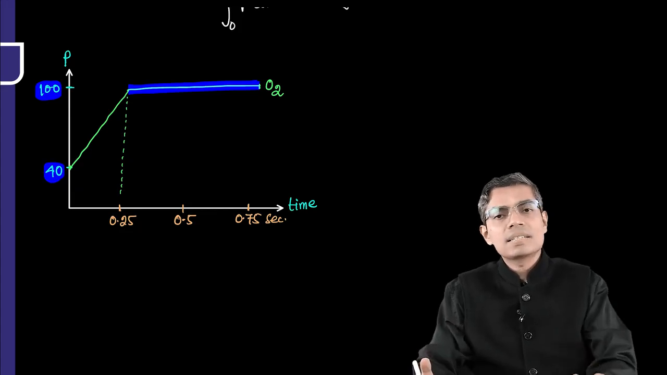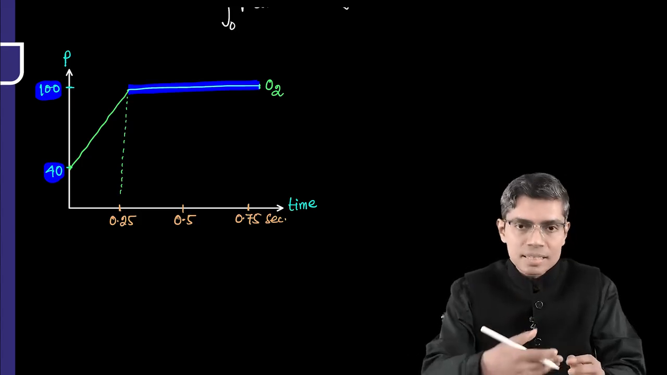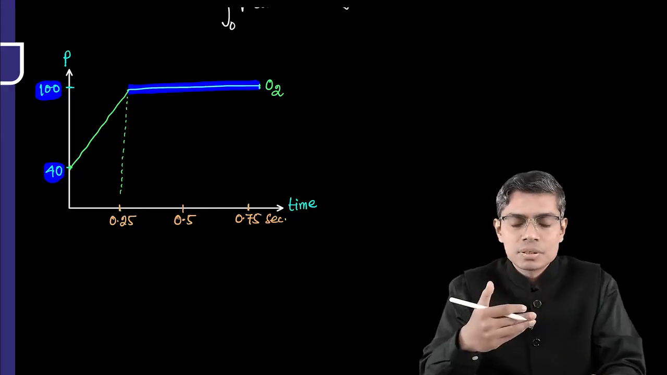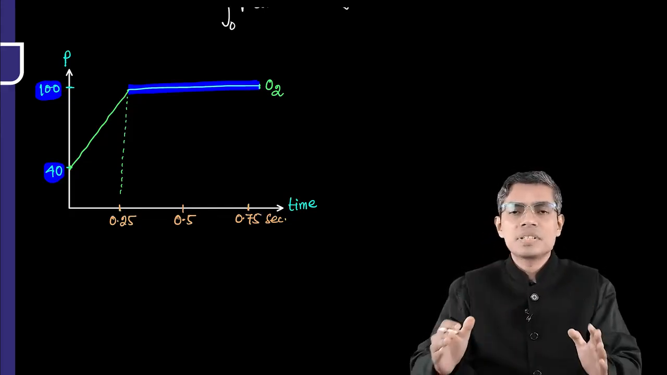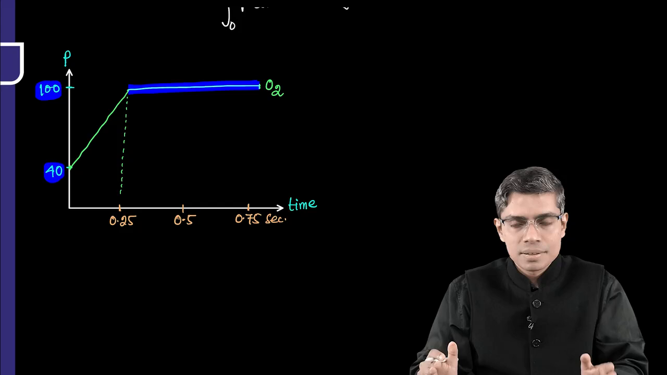Why am I talking about an inert gas? Because if the gas is reacting with the hemoglobin, then that is a chemical reaction. Chemical reaction means partial pressure will not rise. Partial pressure is only given by the dissolved portion of the gas, right?